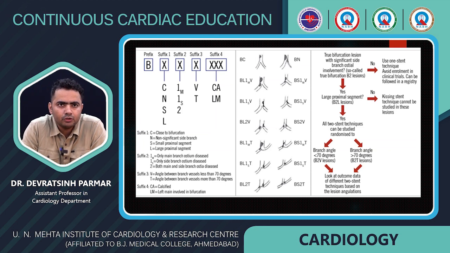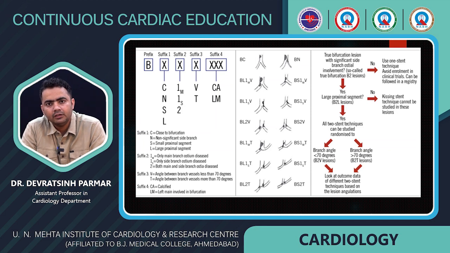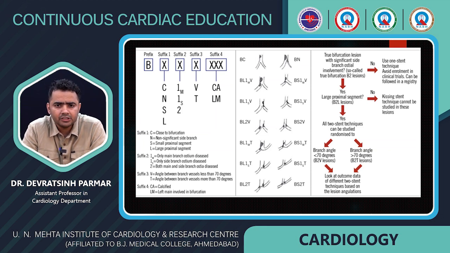C corresponds to close to bifurcation, N corresponds to non-significant side branch, S significant side branch, and large proximal segment. In suffix 2, we consider the involvement. First letter is either main branch involved, second is side branch involved, and the third is both the main and the side branch involved. Third corresponds to the angulation of the arteries between the main and the side branch, if the angle is less than 70 or more than 70. And the fourth corresponds to calcifications.